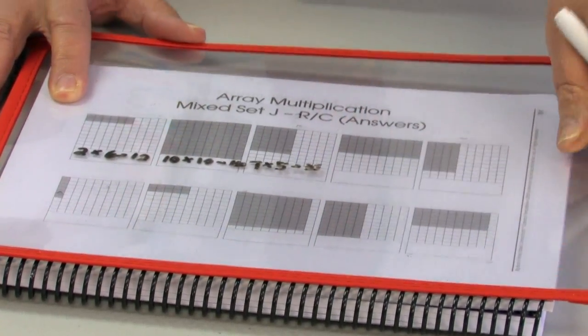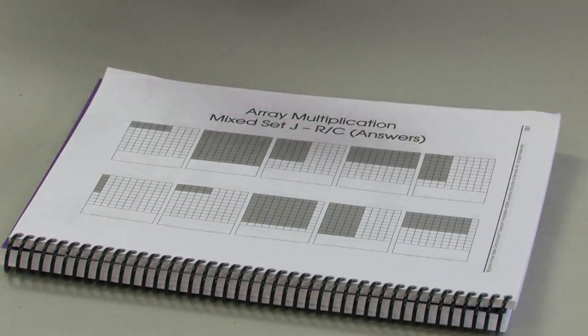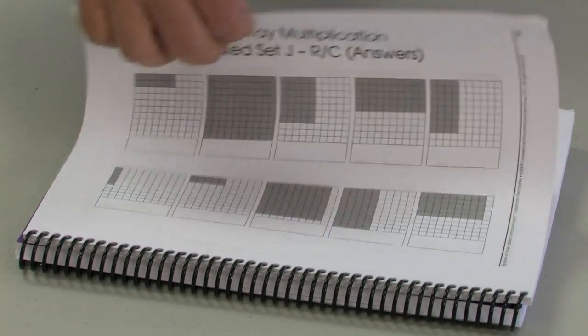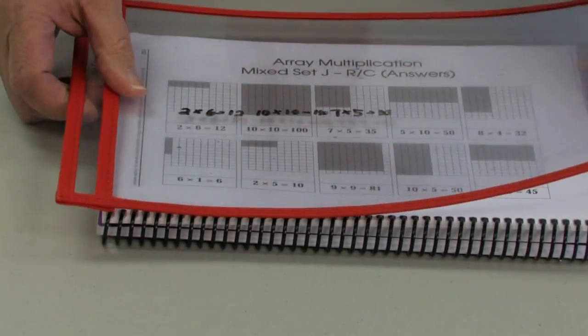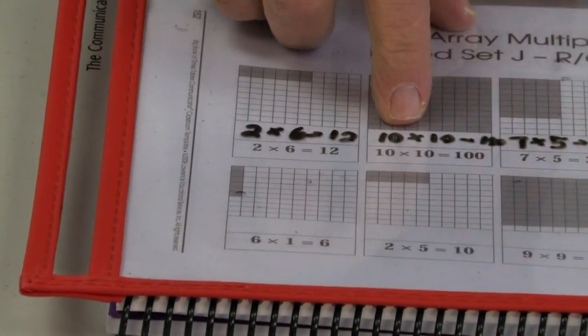Once again, your child or your student can check this by simply turning the page over and placing the communicator on top, and 2 times 6 equals 12, 10 times 10 equals 100, and 7 times 5 equals 35.